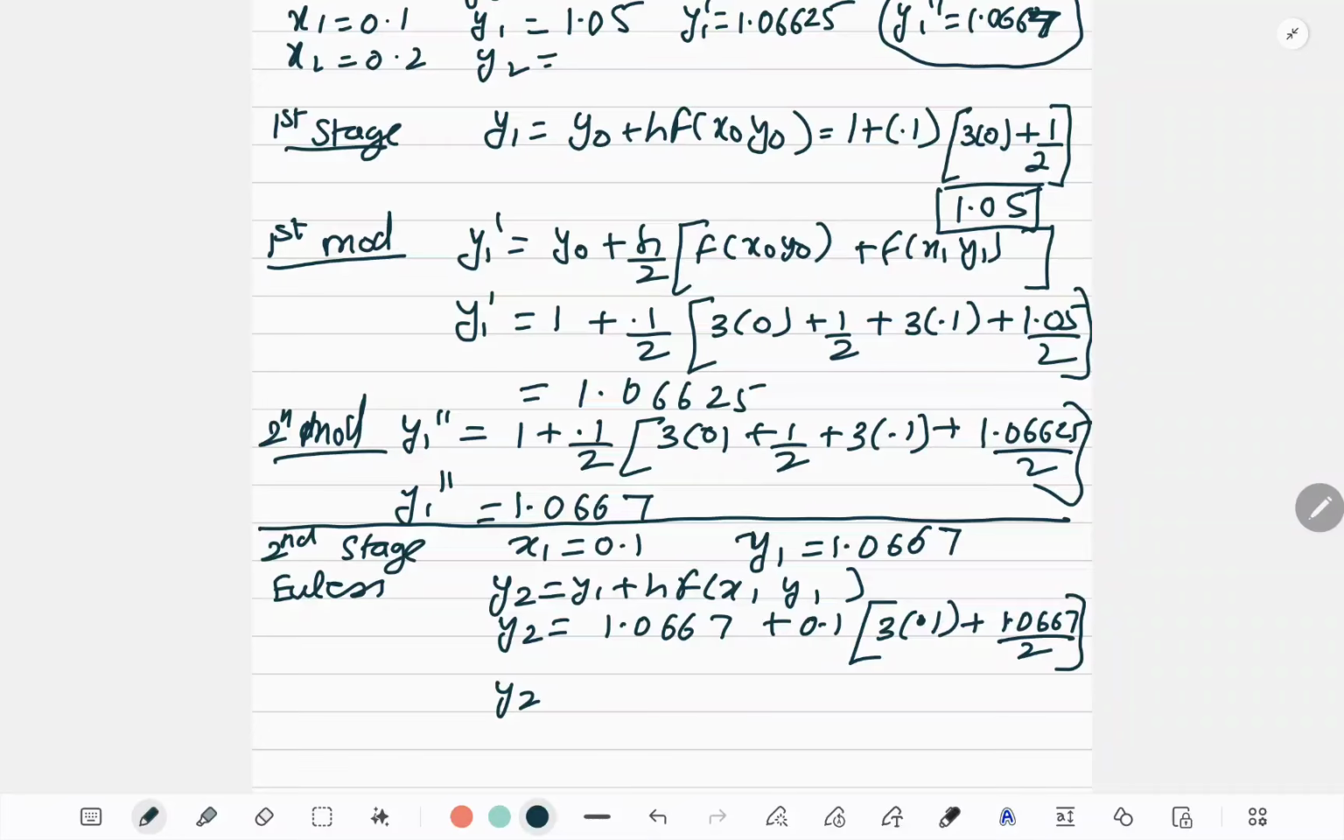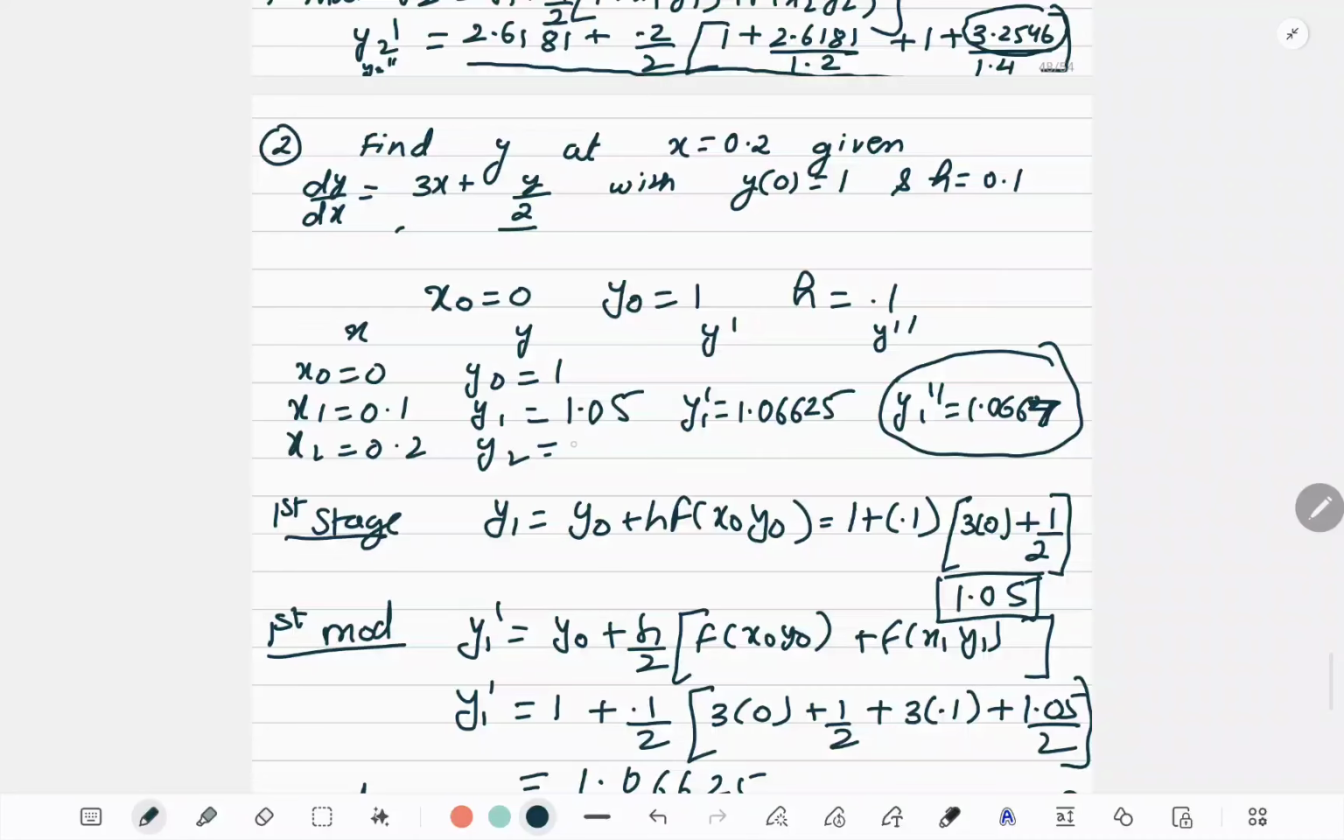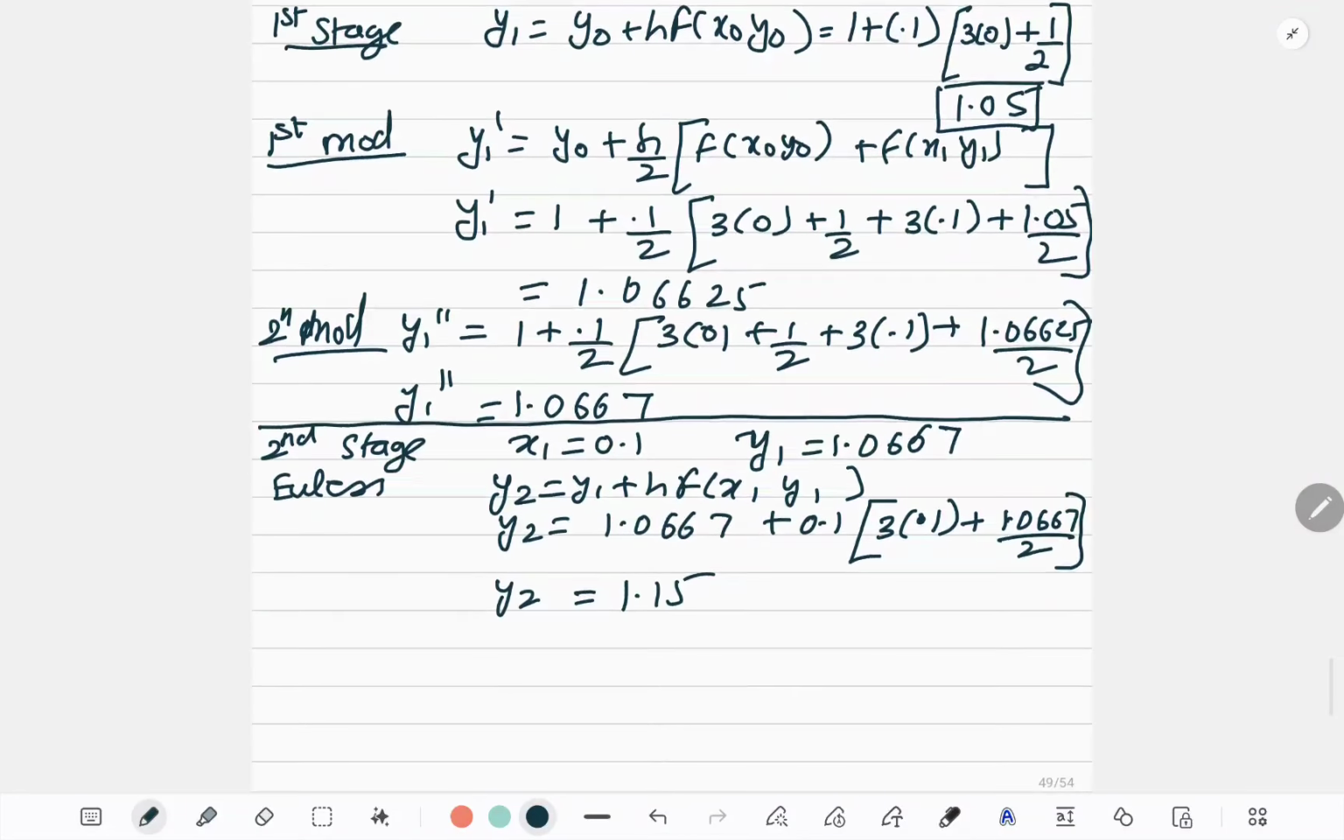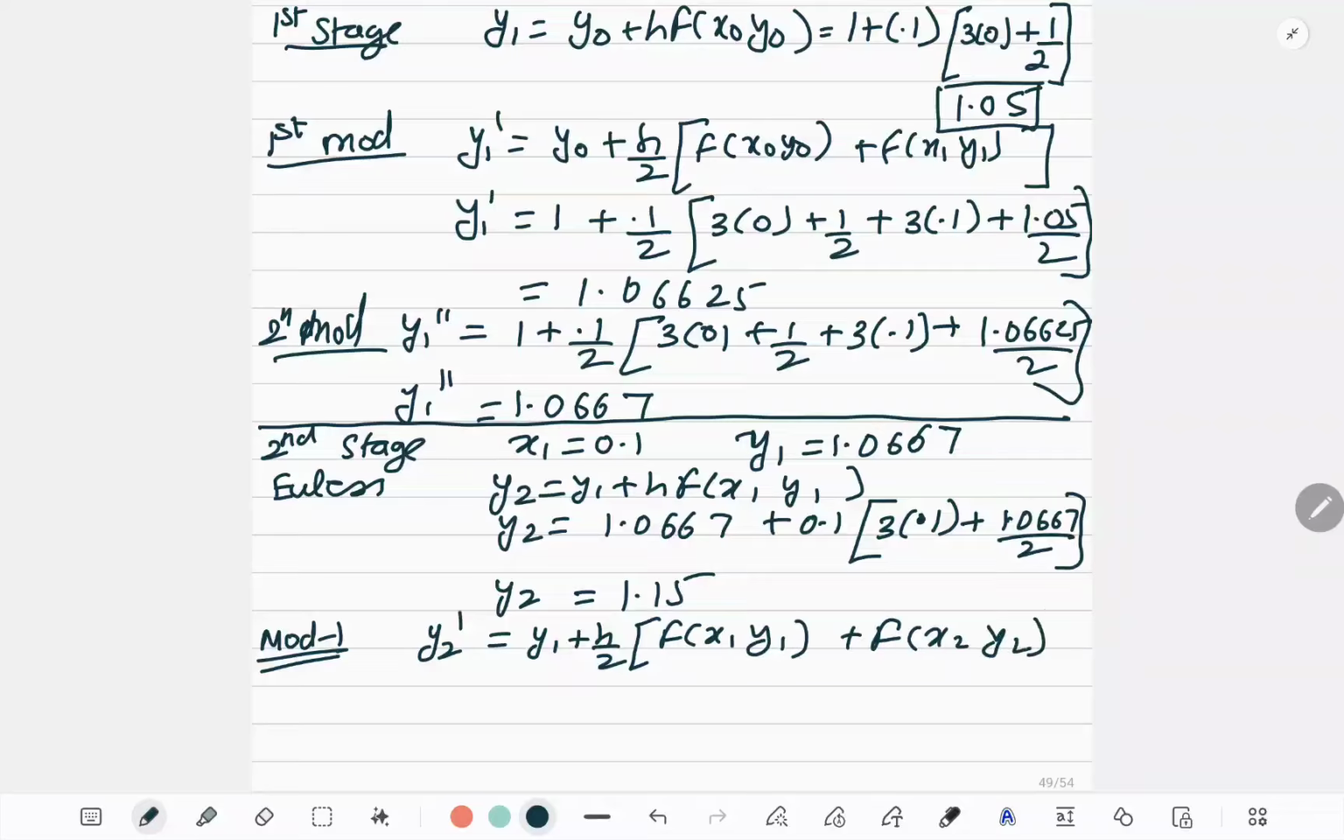Right? If you calculate, you will get y2 is equal to 1.15. Right? So in my table, if I go, so 1.15. Now my target is to modify this value. So I'll do the first modification. Right? So first modification, when I do, y2 dash is equal to y1 plus h by 2 in bracket f of x1 y1 plus f of x2 y2.